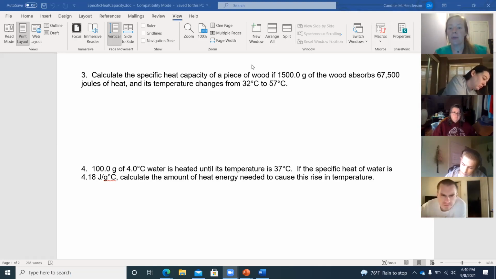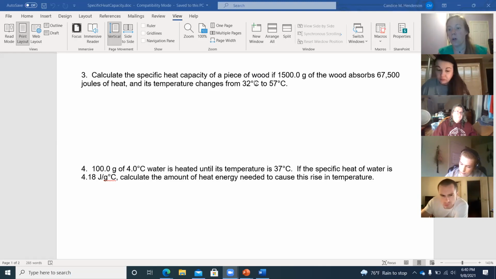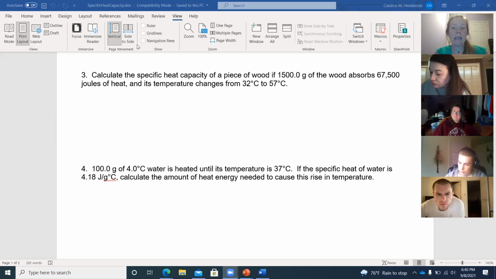But in this case, we're dealing with a piece of wood that is not a consistent material, right? It's not like a hunk of gold, where gold is gold is gold. Wood, like what kind of wood is it? Does it have more carbon in it? Does it have more nitrogen in it? So we're trying to discover what the specific heat is of this undefined material, but we have all the other stuff.